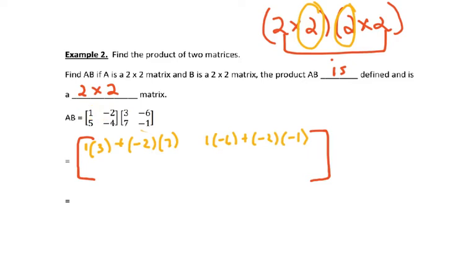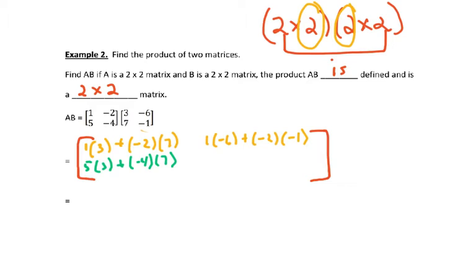All right, in the next one, just using a slightly different color just to show you that we're in a different row now. We're now going to do row 2 times column 1. And that's going to give us 5 times 3 plus negative 4 times 7. Just to show you where that comes from, we got 5 times 3 plus negative 4 times 7. And that's going to give us our third entry. Okay, let me erase this and give you our fourth one.